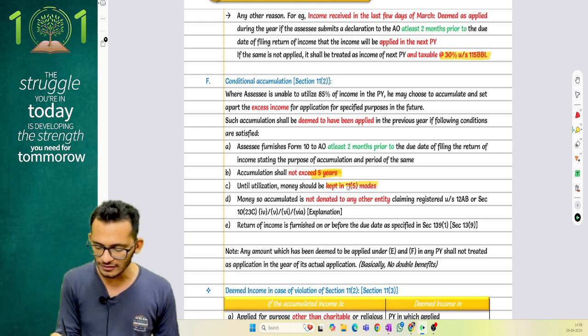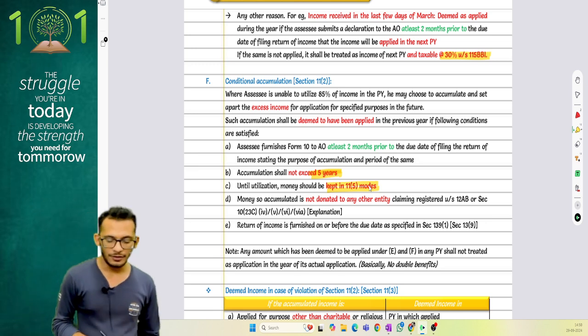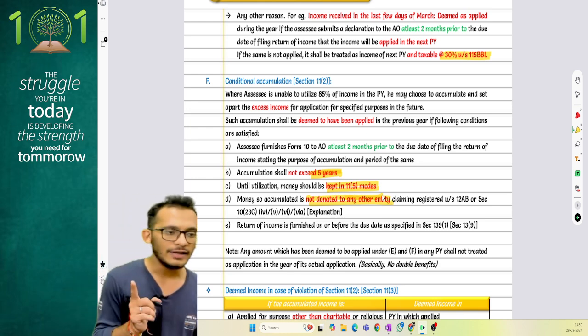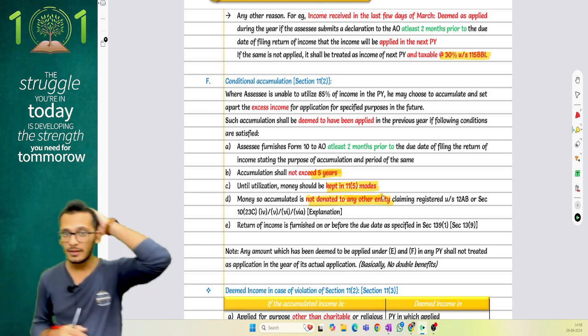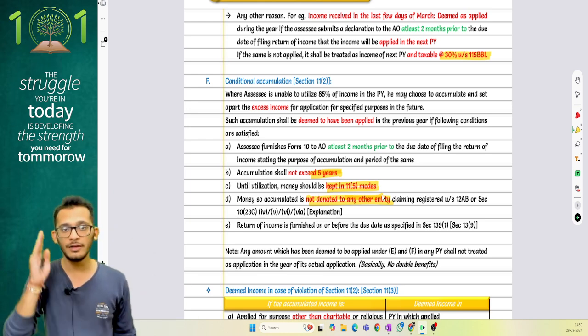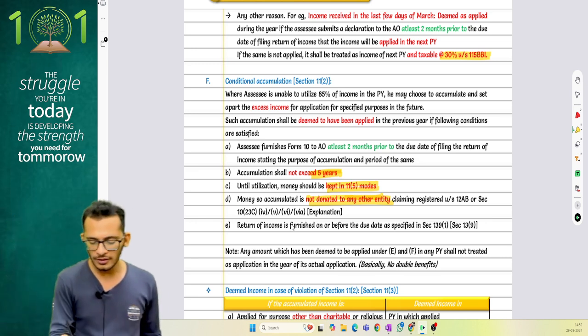Any amount not utilized has to be kept in 11(5) modes until it is utilized. And then the money so accumulated should not be donated to any other person, meaning I should only be using this money for a specific reason of my charitable organization. Putting a clause which says that I will use this money to donate it to someone else is not allowed. It is your money, you are supposed to use it. And then you ensure that you file your return on time.